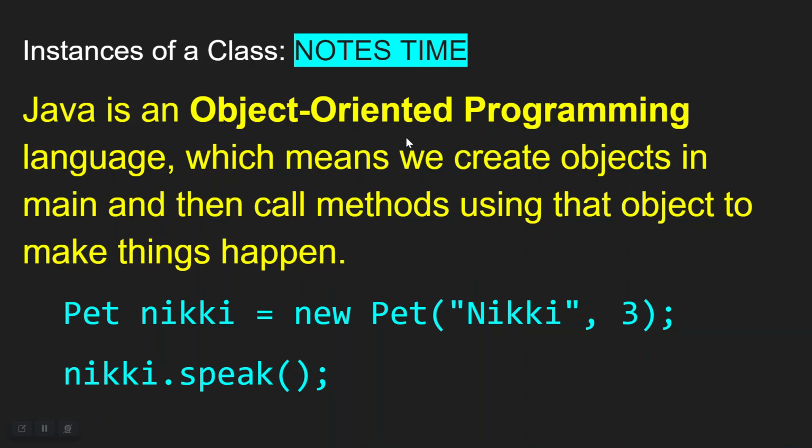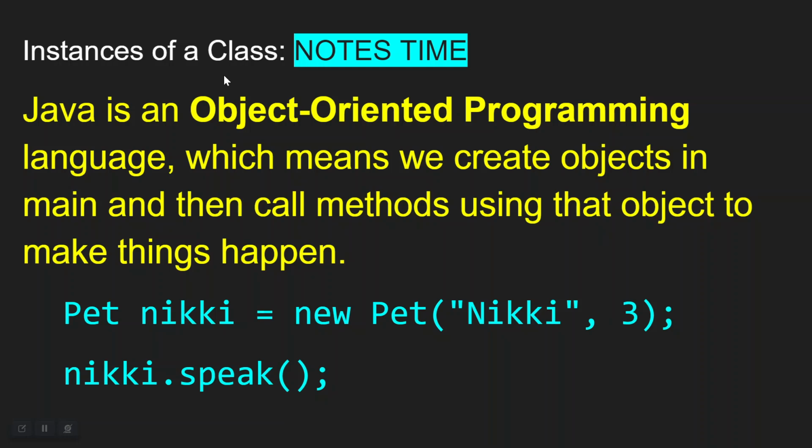Java is an object-oriented programming language, which means in one sense that we create objects in our main method, and then call methods using that object to make things happen. So down here, Pet Nikki equals new Pet("Nikki", 3), I'm creating a Pet object. And then down here, Nikki.speak(), I'm calling a method using my Nikki object. So that's, in one sense, what it means for Java to be an object-oriented programming language.